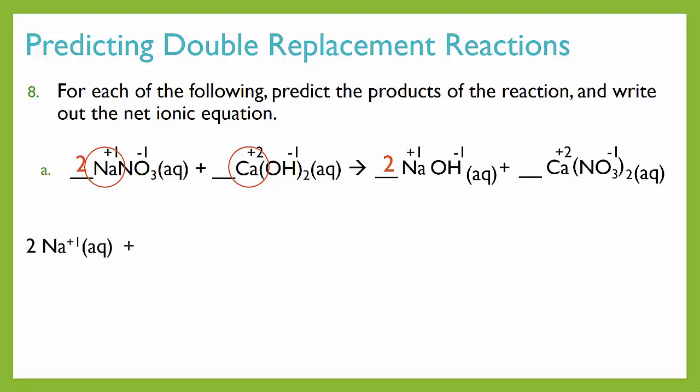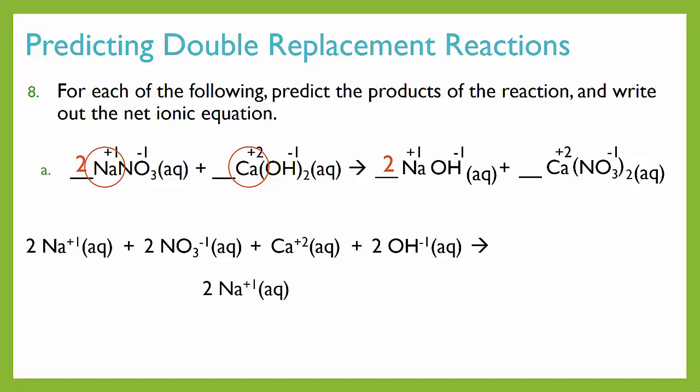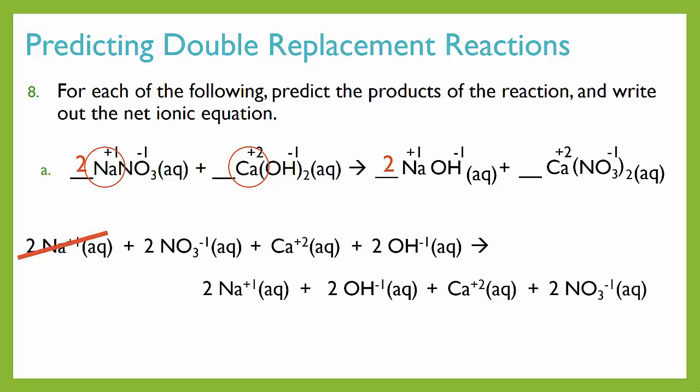So to write out my net ionic equation, I'm going to go ahead and write out the individual ions. I have 2 sodium ions, 2 nitrate ions, 1 calcium ion, and 2 hydroxide ions. So the formula has OH2, meaning 2 hydroxide ions. For my products, I've got my 2 sodium plus 1 ions, my 2 hydroxide ions, my calcium ion, and my 2 nitrate ions.